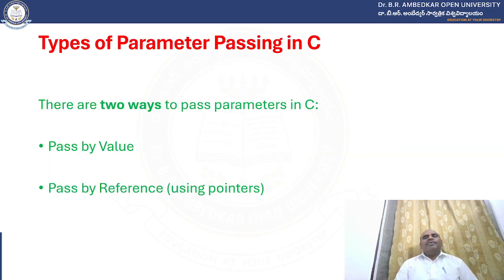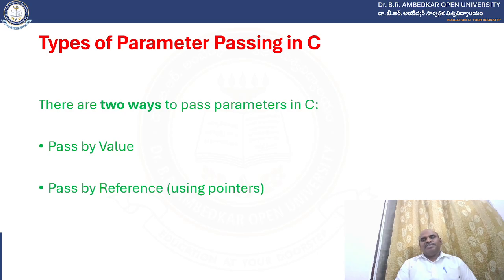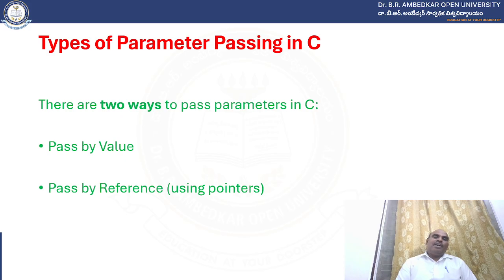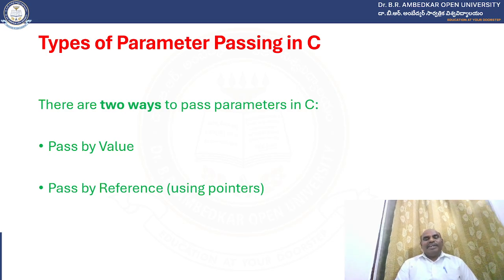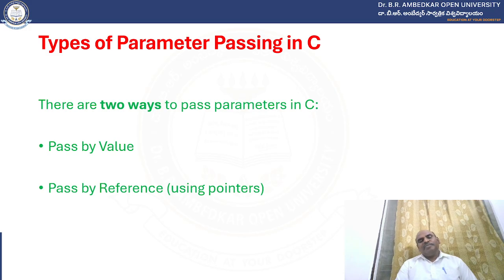First, we are going to learn about types of parameter passing in C. In functions, parameters, that means arguments. Argument passing in C is of two types. The first type is called pass by value, that is, call by value. The second one is pass by reference, that is, call by reference using pointers. So call by value and call by reference. What do you mean by call by value? What do you mean by call by reference? I will explain in detail with an example program in simple English.